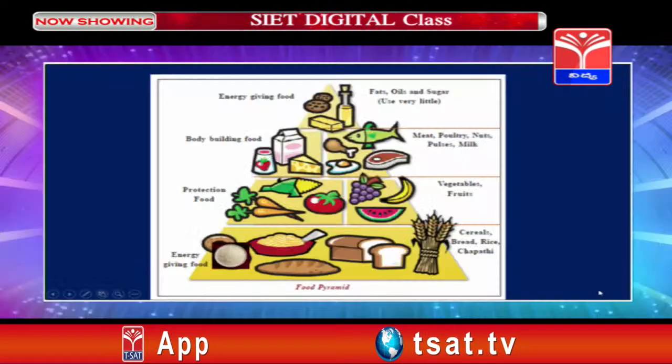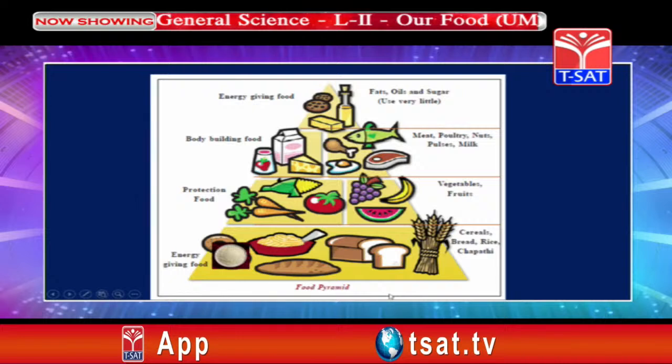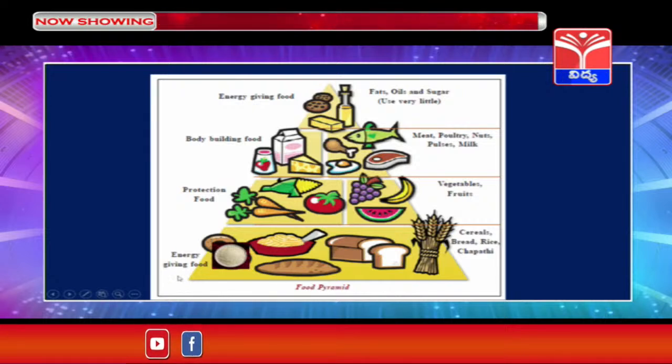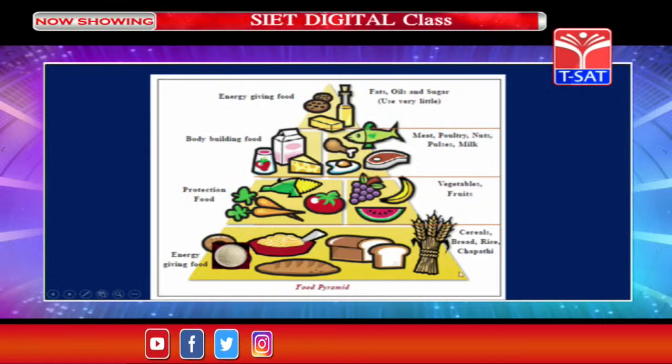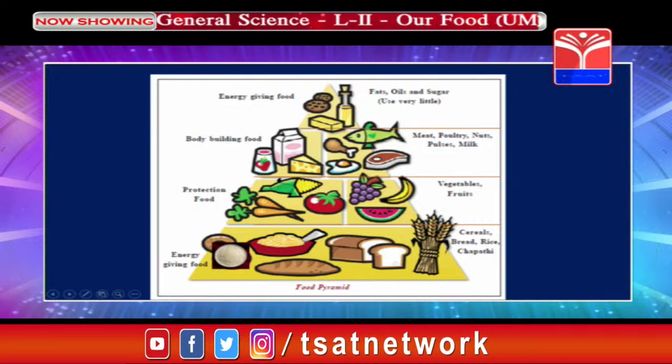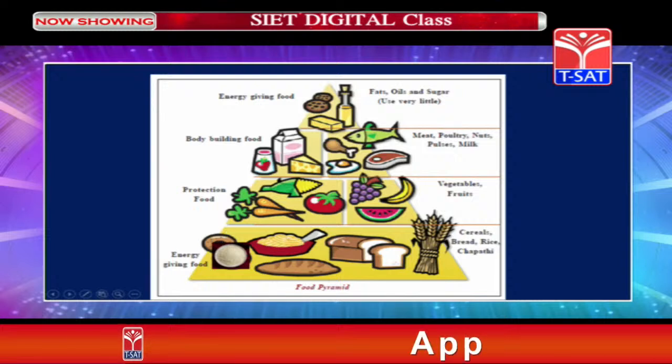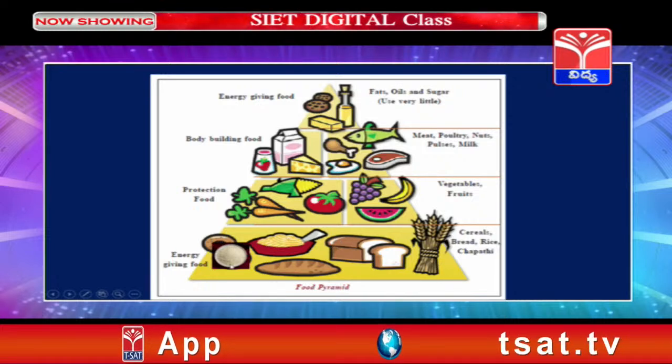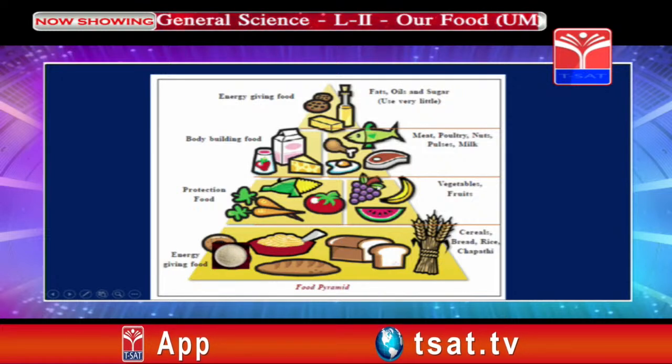Now take a look at this picture, children. This is the food pyramid. It is in the shape of a triangle. Can you notice it? That is why it is called the food pyramid. Now notice here, the base of the pyramid is big. As we move up, it is becoming thin.